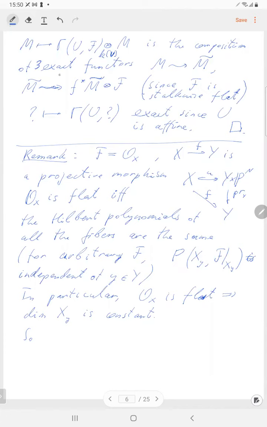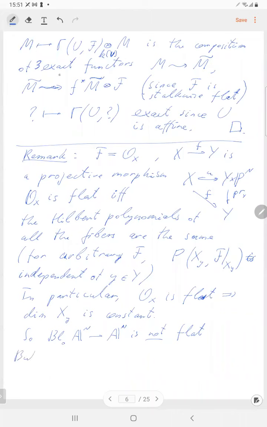So in particular, the blow-up morphism of affine space at the origin, going to affine space, is definitely not flat. Because all the fibers are just one point, but at the origin, the fiber is a projective space of bigger dimension, so it's not flat. So the dimension of fibers should be constant, and it's a necessary condition.